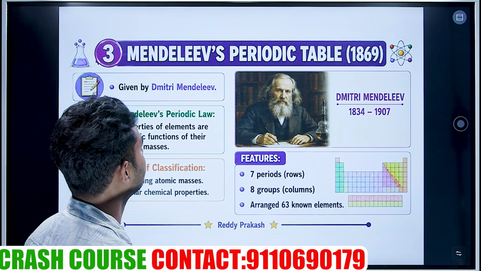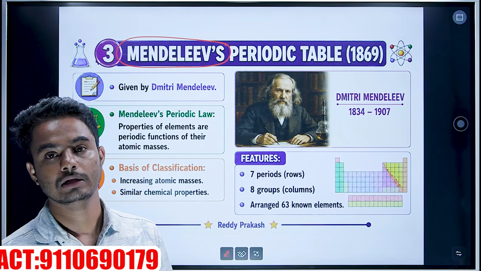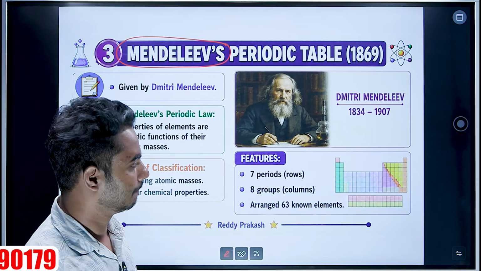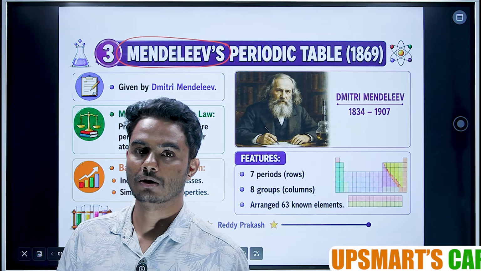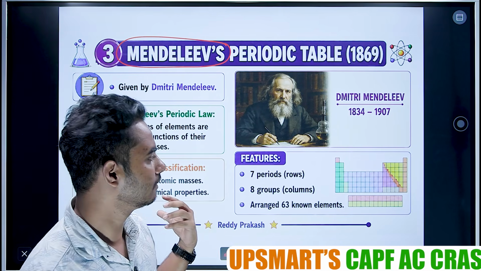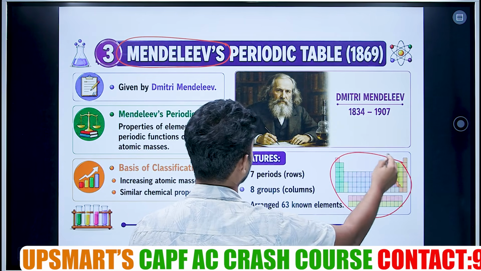Next is Mendeleev's periodic table. Now what we use is the modern periodic table, but the precursor of the modern periodic table was largely contributed by Mendeleev. Mendeleev gave this periodic table largely.